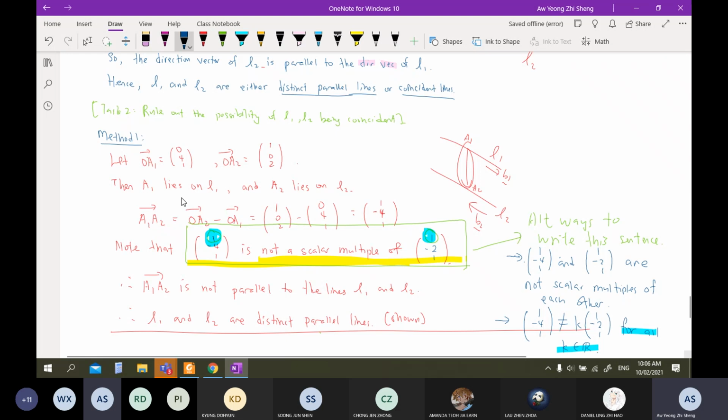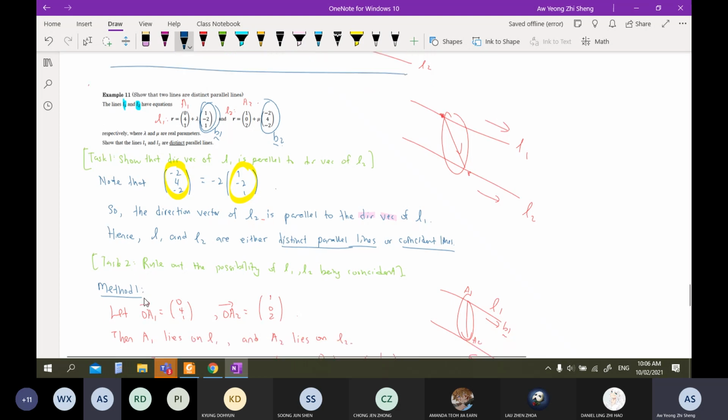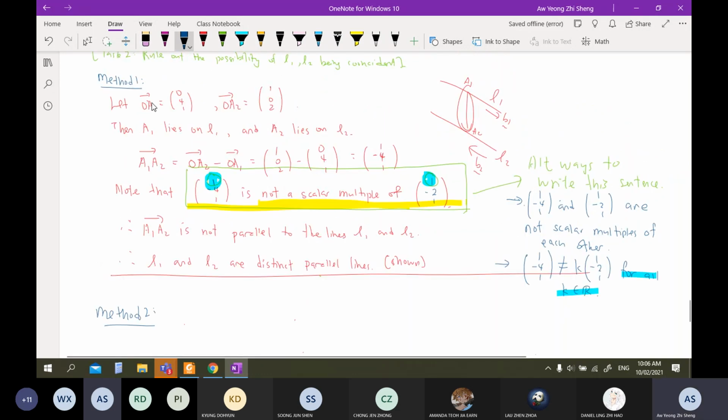So assume that task 1 has been done. Whether or not you use method 1 or method 2 for task 2, task 1 must still be done. So let's assume that task 1 is done. Then when we do task 2, we use method 2. Task 1 must be done first. Method 1 and method 2 are for task number 2.